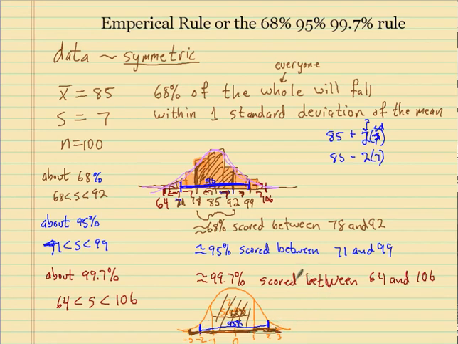So I'm going to do a quick example, probably on my next normal curve, just to remind you about the empirical rule. So if you're not so sure, watch the next one.